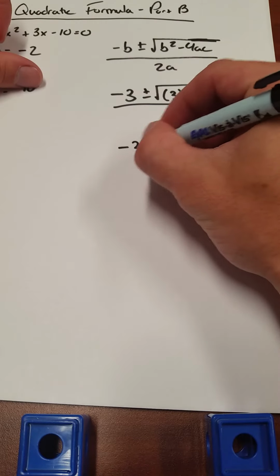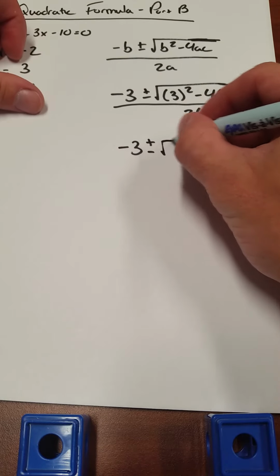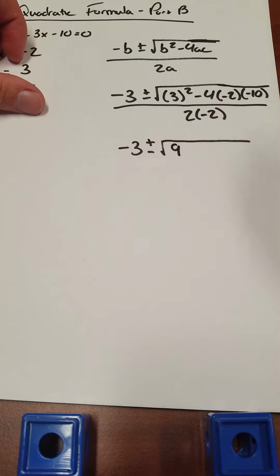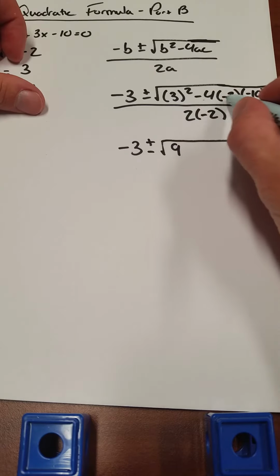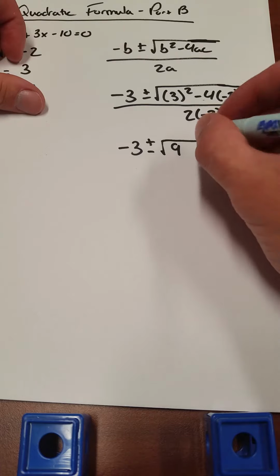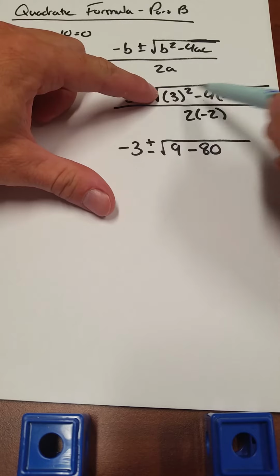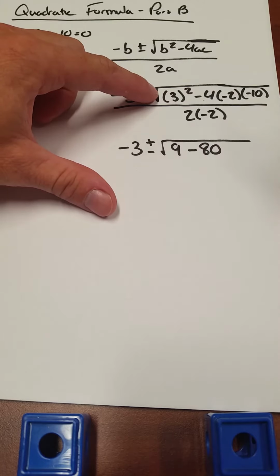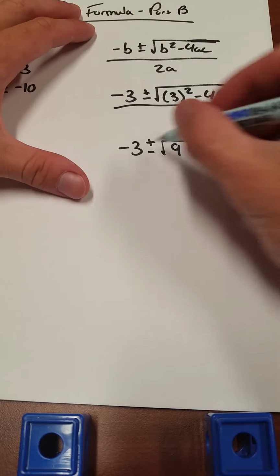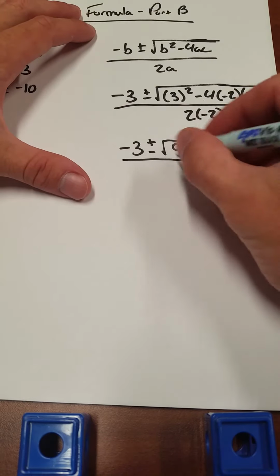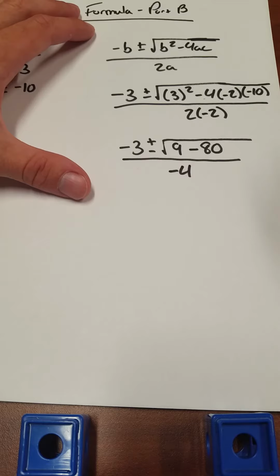Working through this, we should have -3 plus or minus the square root of 3 squared, being 9. -4 times -2 is a +8. +8 times -10 is going to be -80. Guys, if you just want to type that into the calculator without the square root bar over the top of it, it'll actually simplify it for you, and that might be the best idea. That way you don't mess up the negatives. But if you see 3 negatives, you know it's going to be a negative there. And this is all over 2 times -2, which is -4.